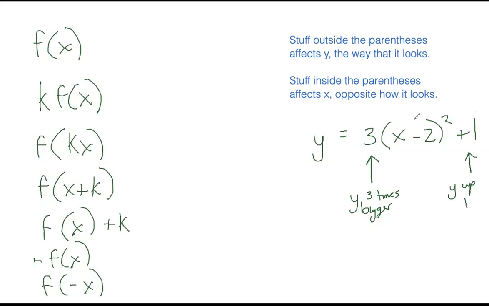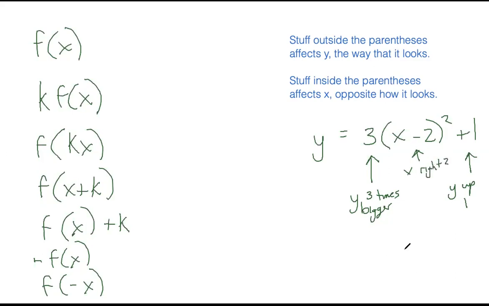This is inside the parentheses, so it affects x. Negative 2 makes us think it would go 2 to the left, but it actually, as we know, goes 2 to the right. So that's sort of what I mean about it affects x opposite of how it looks.